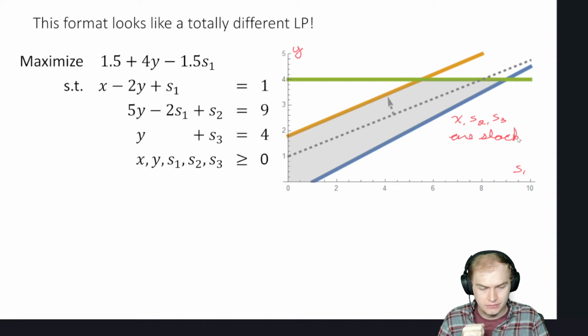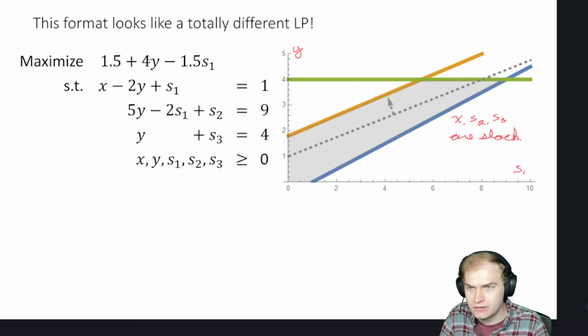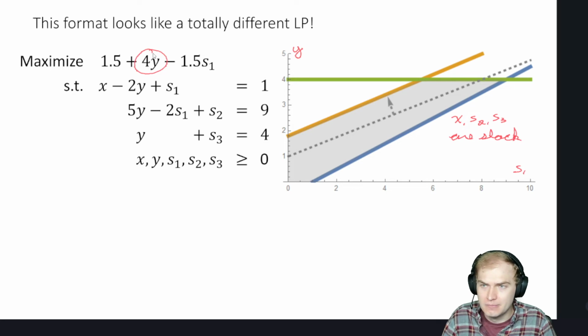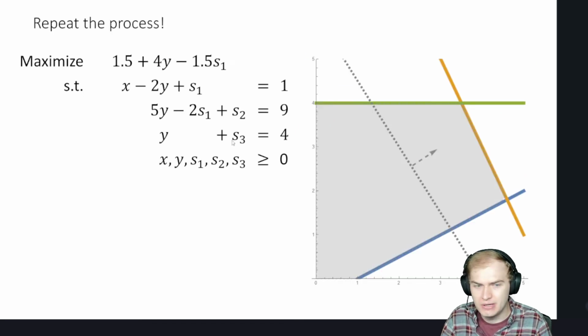So, I guess, what do we do from here? Well, it's pretty clear that improving y, or increasing y, will increase our objective function value by quite a bit, it would seem. So all we're going to do is repeat the process.